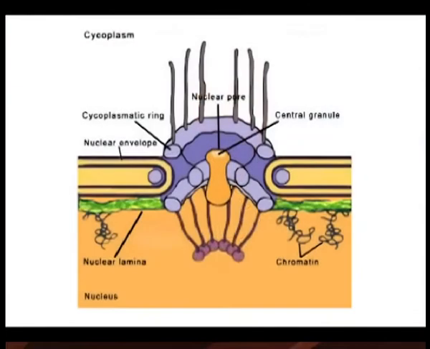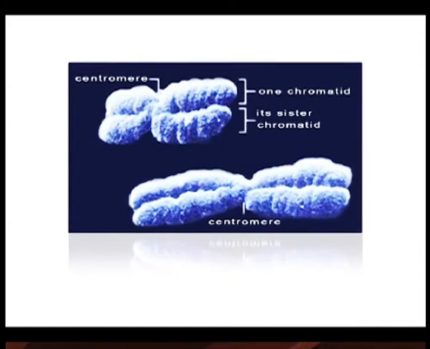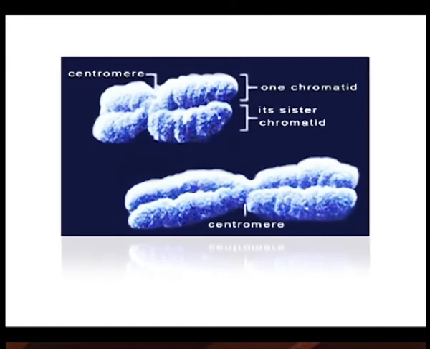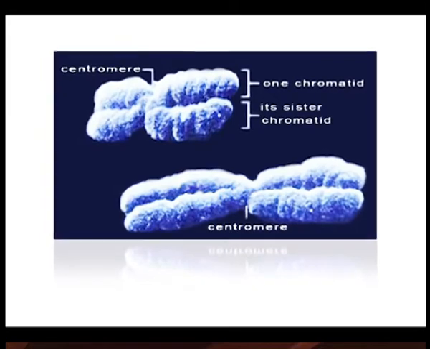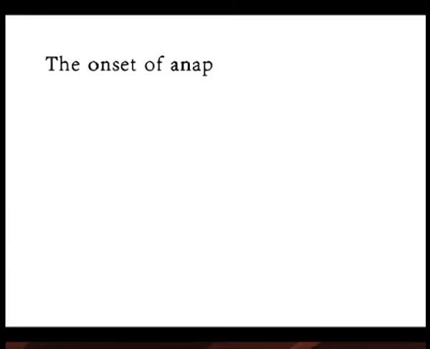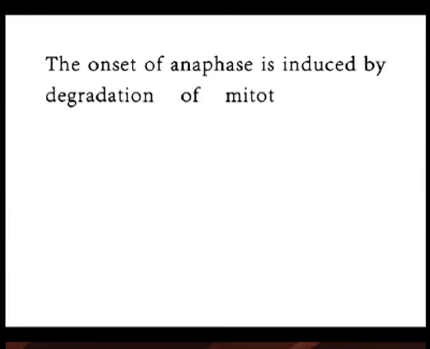Breakdown of the nuclear envelope requires depolymerization of the nuclear lamina, and this depolymerization is a direct consequence of phosphorylation of nuclear lamin proteins by MPF. Phosphorylation of chromatin proteins by MPF is thought to cause the condensation of mitotic chromosomes. Similarly, MPF-induced phosphorylation of microtubule associated proteins is thought to cause the dramatic reorganization of microtubules into the mitotic spindle apparatus. The onset of anaphase is induced by degradation of mitotic cyclins.